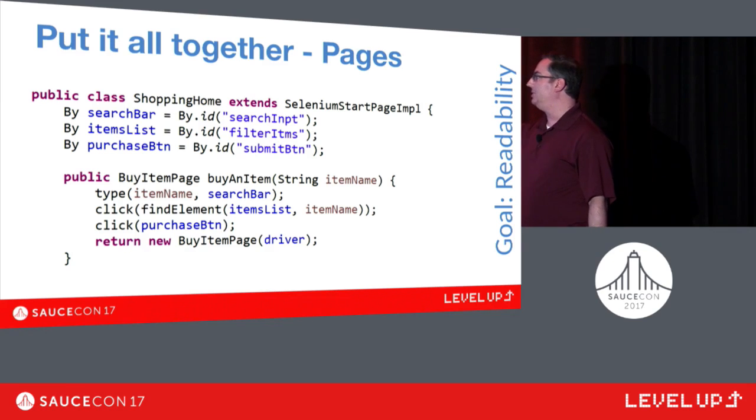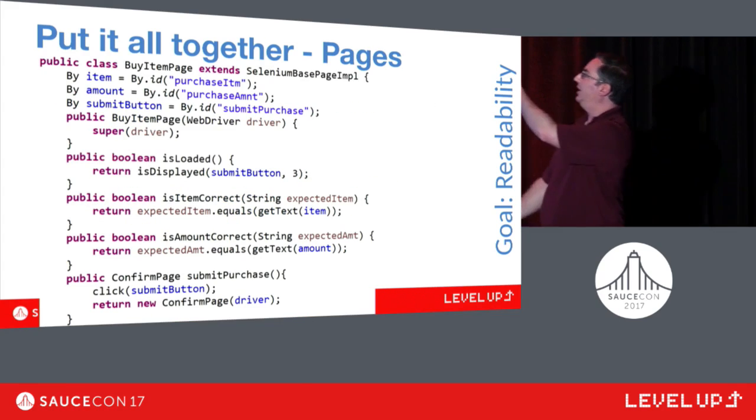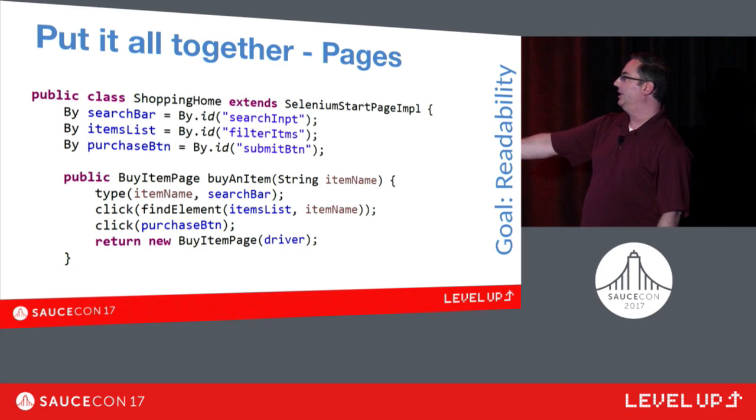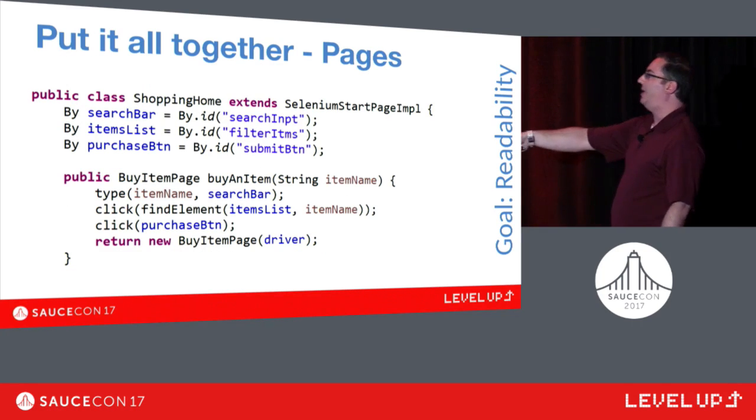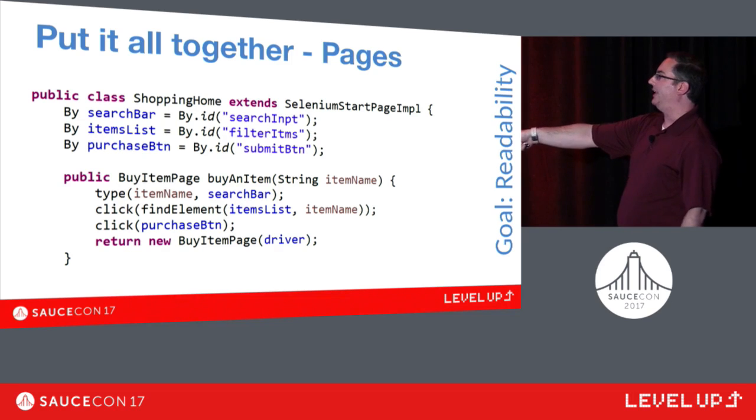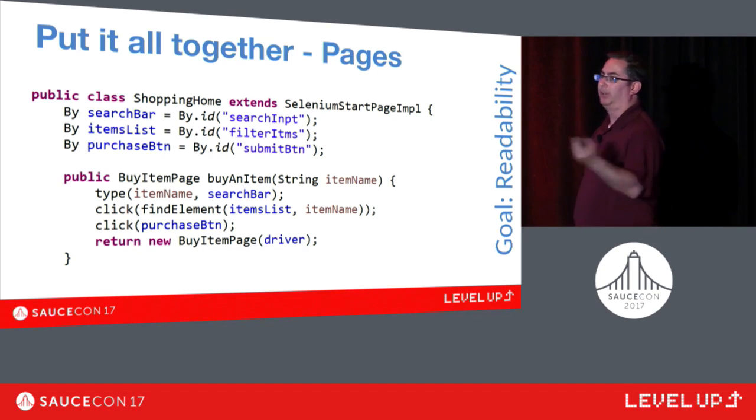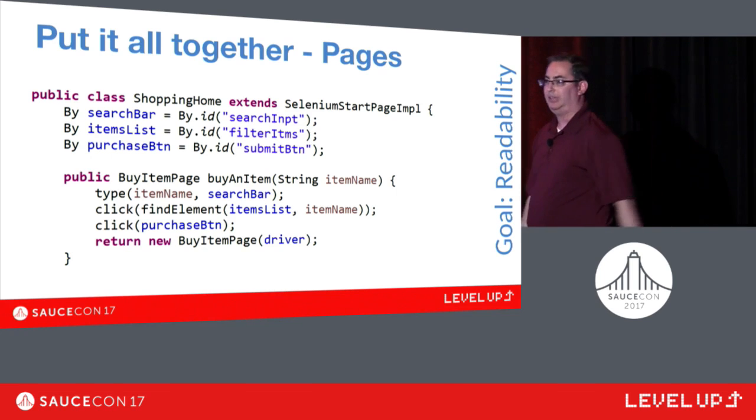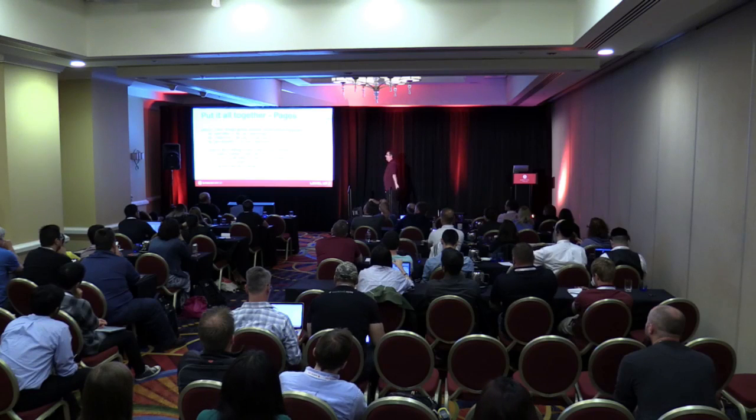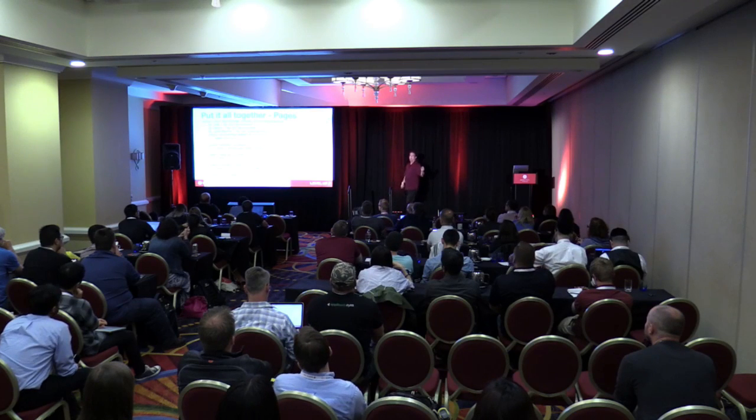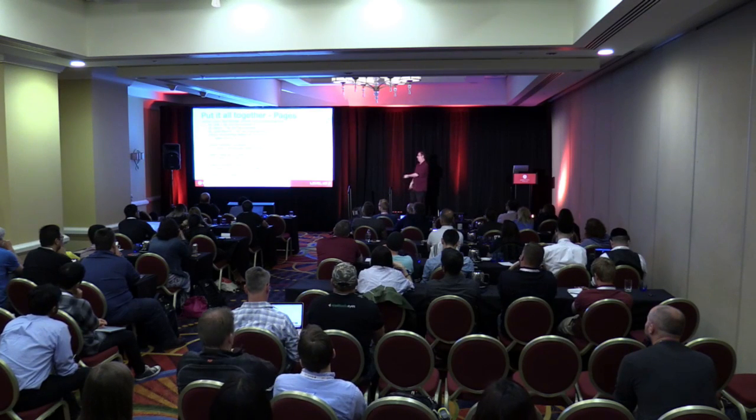Now remember, because buy item page, as we can see here, is going to extend our Selenium Base Page impl. So remember, that constructor is going to actually verify that we're on the buy item page before we exit out of this method. And if we're not on the buy item page before we exit out of this method, we're going to throw a new page navigation exception. So we're always verifying that we're on the right page so that we can use the page objects for that page before we actually use them.